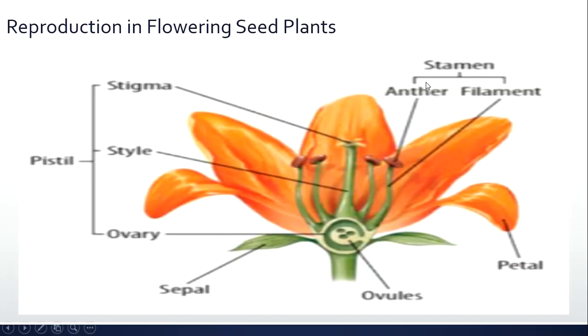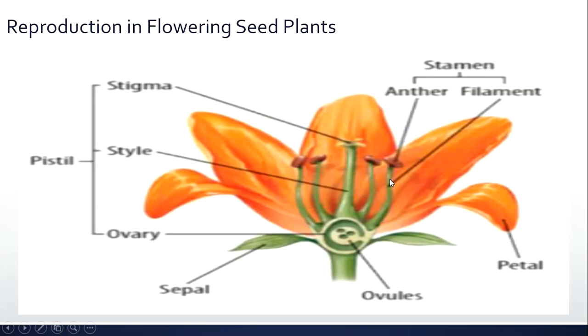As you can see here, the male part is the stamen. You have the female part as the pistil. The male part contains the anther and filament. The female part, the pistil, has the stigma, style, and ovary. You have the ovules. Now the male reproductive organ of a flower is called the stamen. Pollen grains form at the tip of the stamen, the anther.